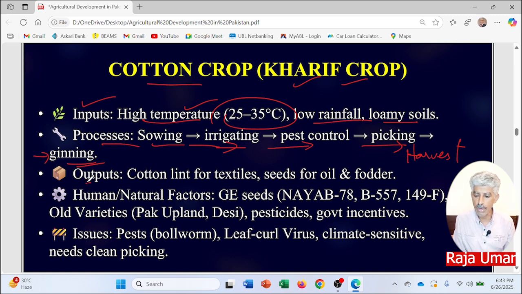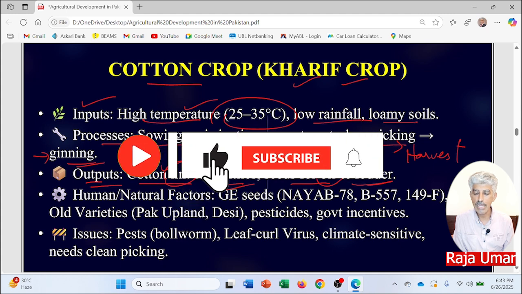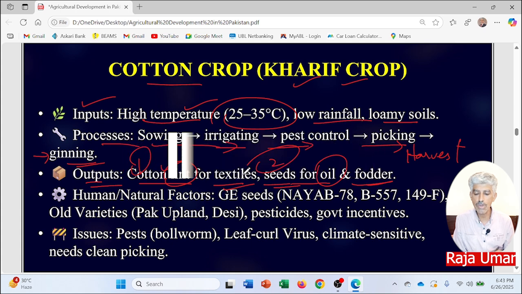And then the output, what do we get? Cotton lint, the cotton fiber for the textile industry, where cotton textile products are made, like cotton clothing, bedding, curtains, and all other products. And then the cotton seeds are used to extract oil for the cooking oil industry, edible oil, and for animal fodder. So these are the outputs of this crop: number one is cotton lint, and number two is cotton seeds.